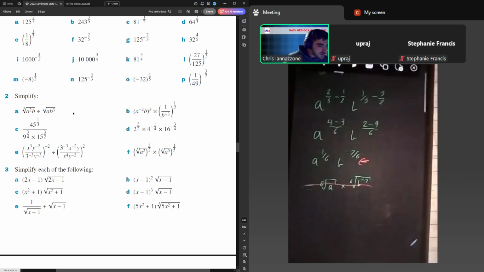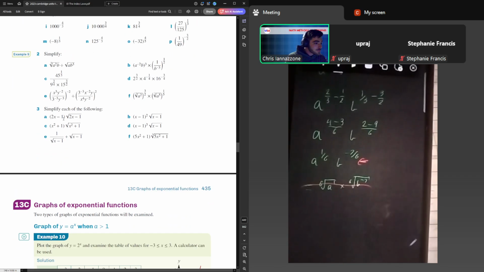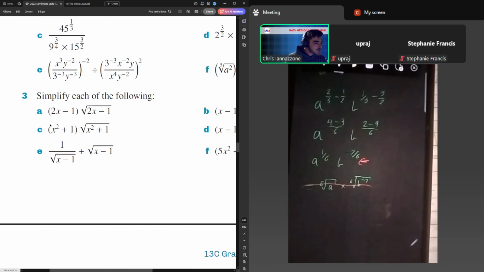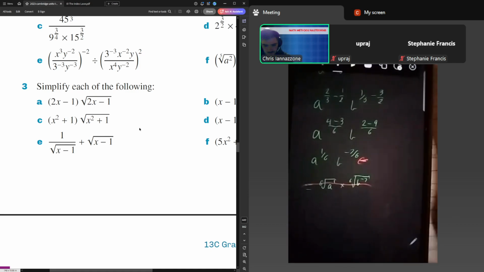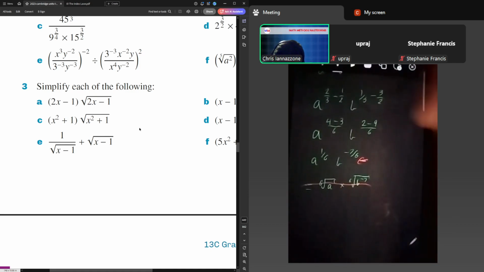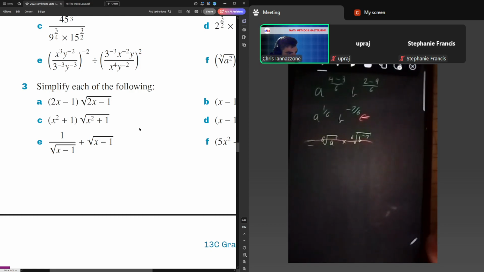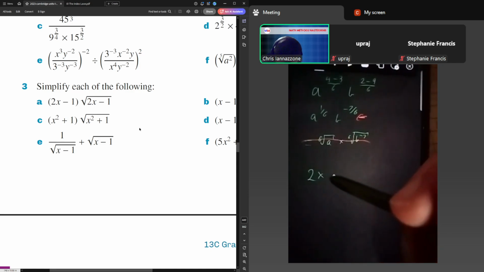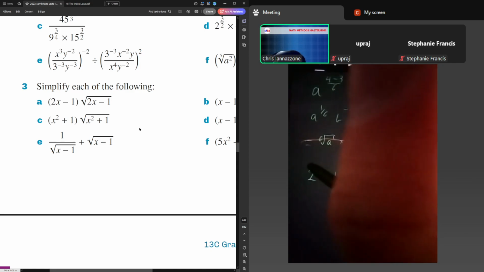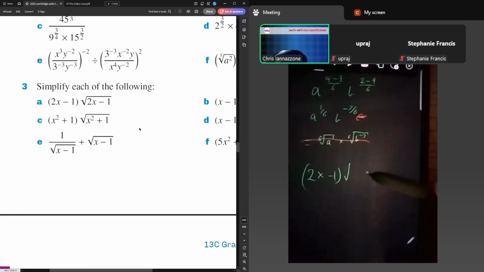I mean, yeah, that's pretty much all the unique ones. Oh, actually, there is one last cool one to have a look at, and it almost doesn't even look like an index law question. It's because it's kind of not, which is 2x minus 1 times root 2x minus 1, and it's simplifying that.